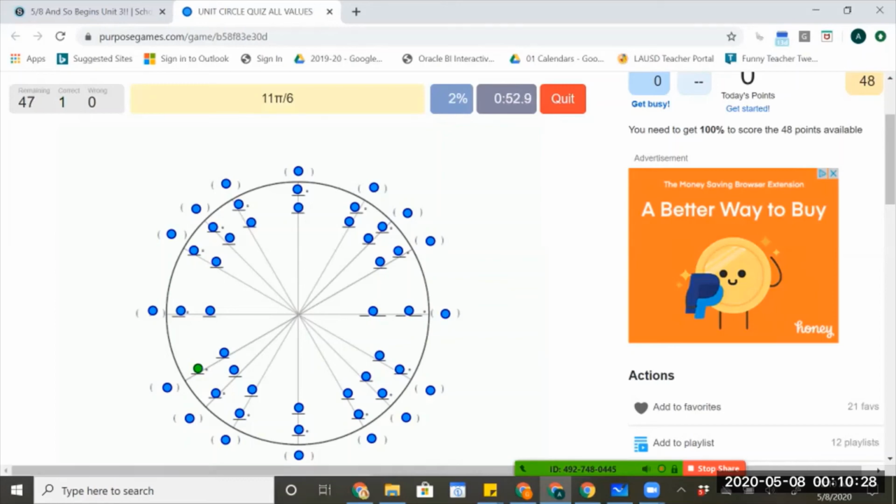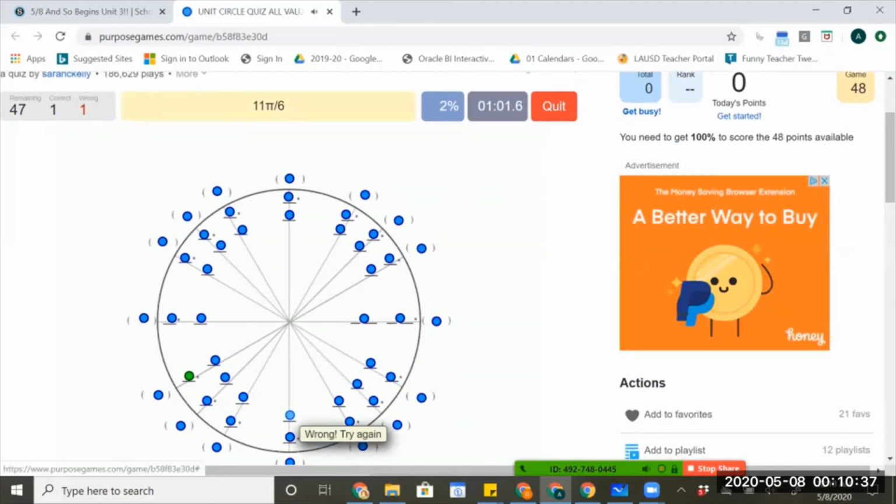Now let's say 11 pi over 6. Ooh, I'm not really sure. And I click. I know the radians have to be on the inside because those have little degree symbols. So I'm just going to click here. Uh-oh, I got that one wrong. It tells me to try again. So I'm going to keep looking.